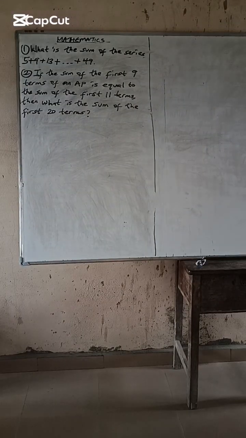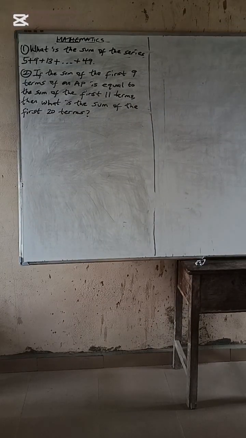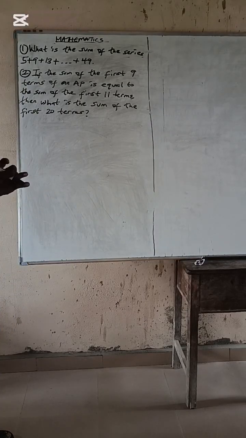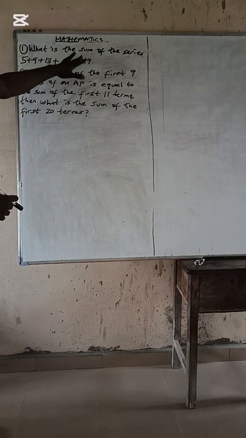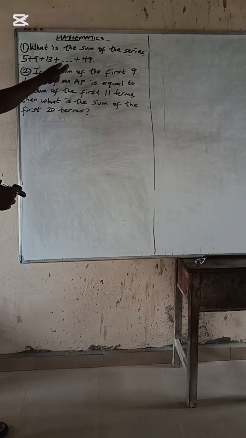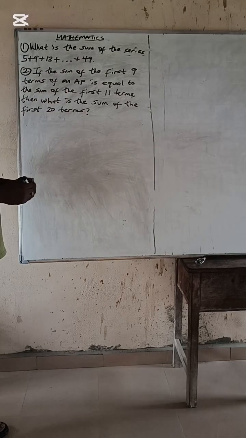Two questions on the board. Having learnt the basic formulas in AP and GP, we are going to use them to treat some questions. And now we have the first question. What is the sum of the series 5 plus 9 plus 13 plus dot dot dot plus 49.